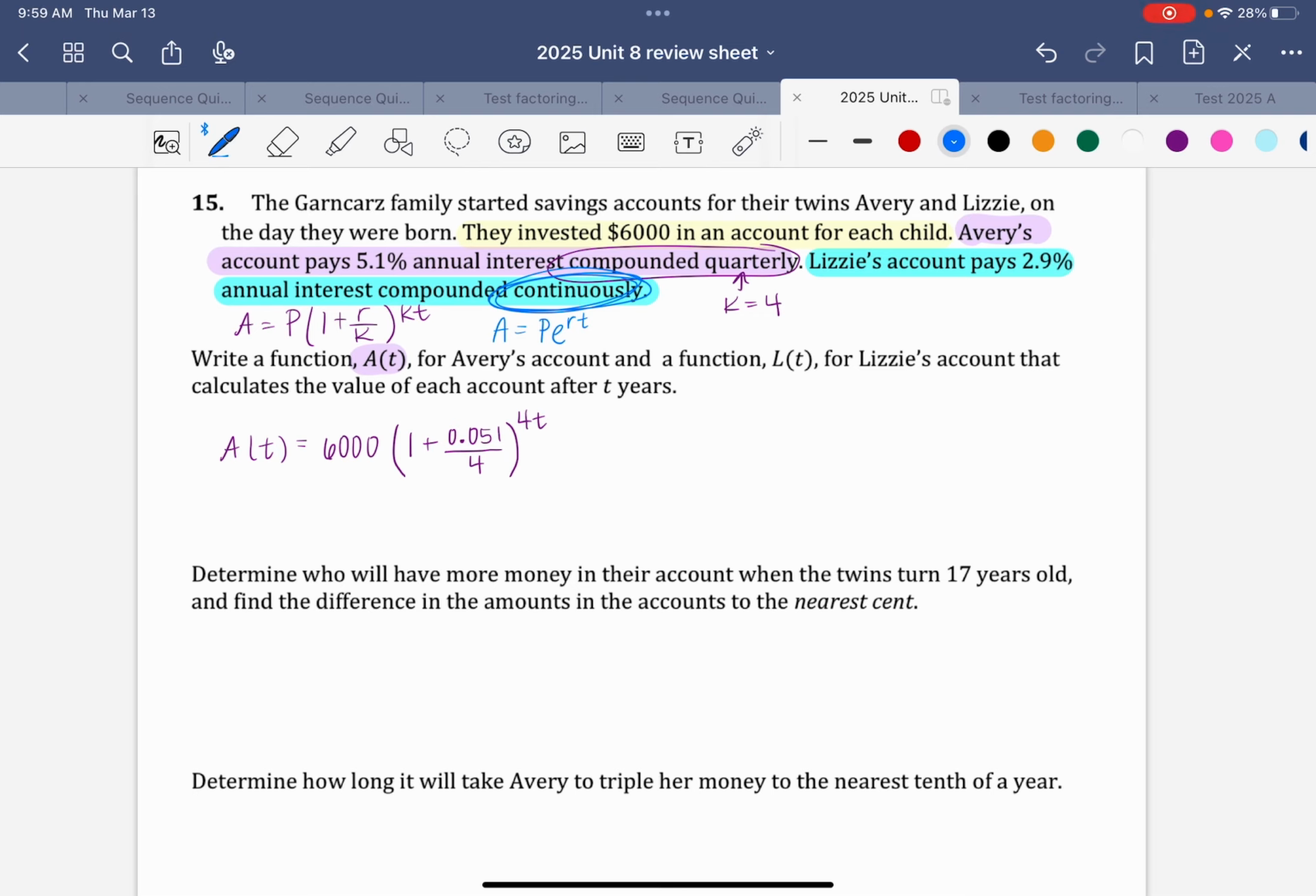Now for Lizzie's formula, they want us to use L of T. So it's not going to be A equals, it's going to be L of T equals. And we're using A equals P E to the RT. So P is still 6,000. That's how much they're investing. But then it's going to be the natural number E. So that's a constant in our calculator. The R is 2.9%. But remember, you have to divide that by 100. So it's going to be 0.029 T. Okay, so those are the two formulas. That's going to get you 2 points right there.